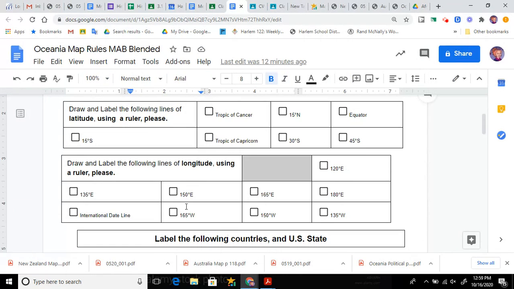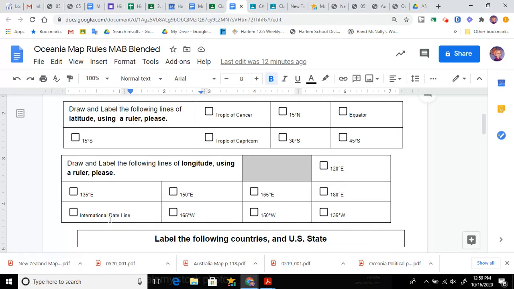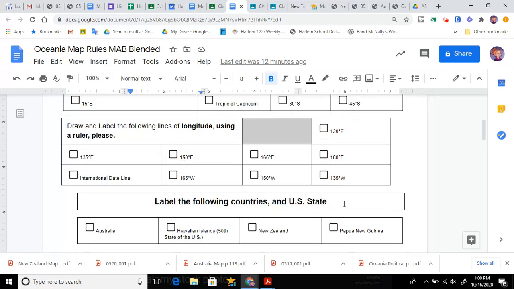So there are quite a few different lines, latitude and longitude, you have to put on the map. We've given you some assistance by showing you where the equator is, where both tropics are, Tropic of Cancer and Tropic of Capricorn, and then identifying 15 north, 15 south, 30 south, and 45 south. But there are many more that you have to identify as far as lines of longitude. None of the lines of longitude, except for the international date line, are on the outline map for you, so you need to put these on there. It's going to come in handy when you get to step 4 of making your map.